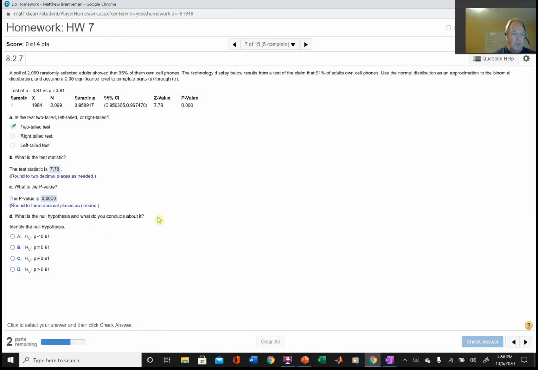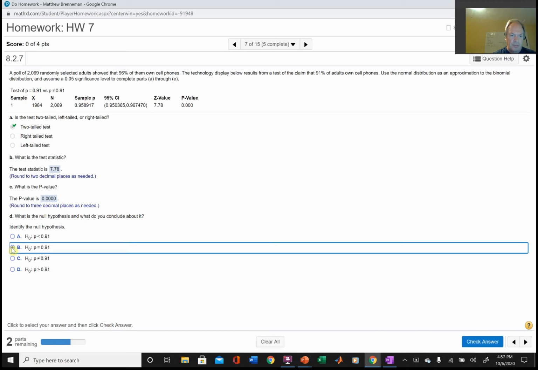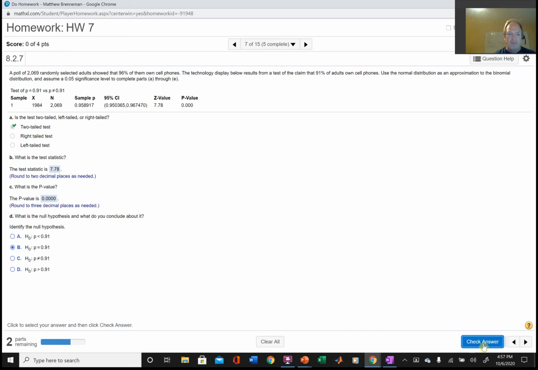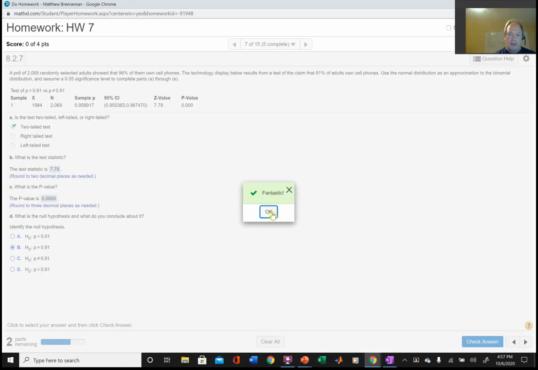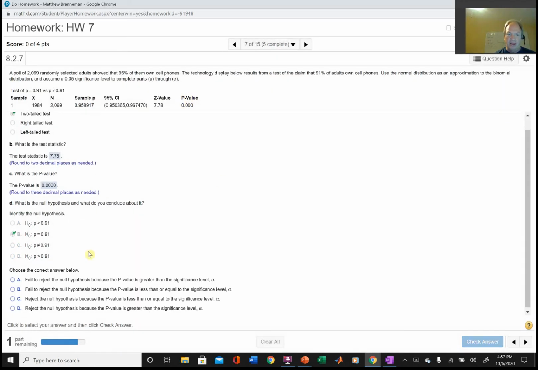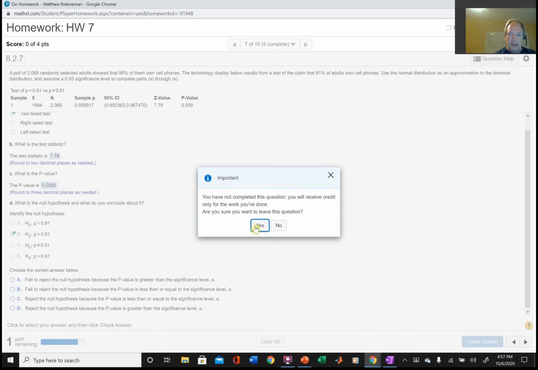And what would you conclude? Okay, so the null is that it's equal to 0.91. Again, the equality always goes with the null. And you're obviously going to reject the null because the p-value is less than any reasonable value of alpha, right? So we know how to finish that off.